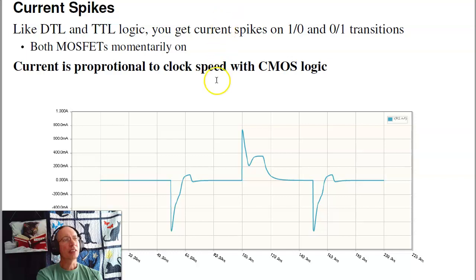Like DTL and TTL logic, I get current spikes. When I have a transition from logic 0 to logic 1, what happens is momentarily both MOSFETs are turned on, and they get current flow from power to ground. Once the MOSFETs stabilize, one of them is turned off, the current flow goes to 0. So the steady state current flow is 0 for MOSFET, unlike DTL or TTL. However, it's the transitions is when I use current. What that means is for computers built with CMOS logic, which is pretty much everything, the current is proportional to clock speed. The more I switch, the more current I draw, and it's only at the switching times when I'm actually drawing current.